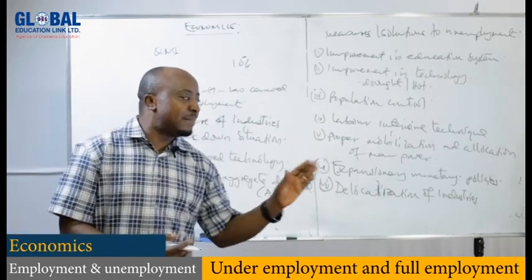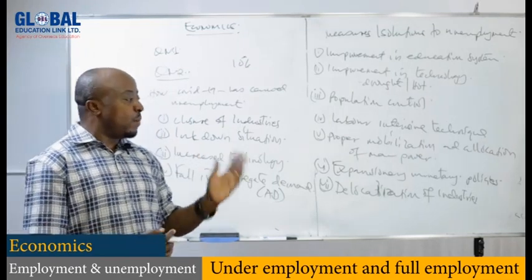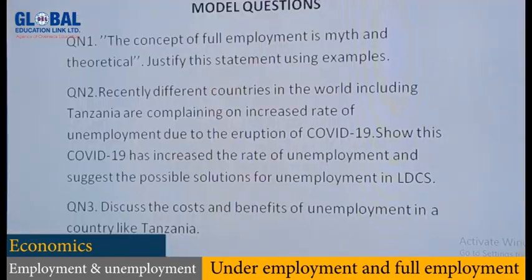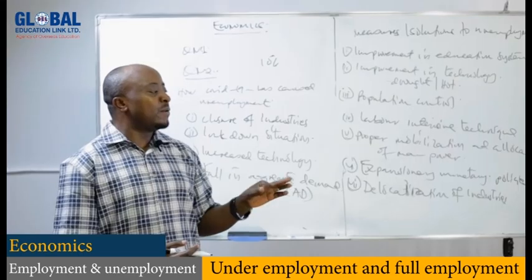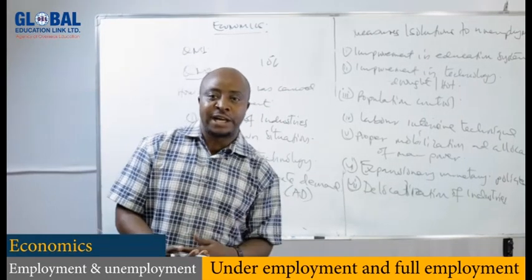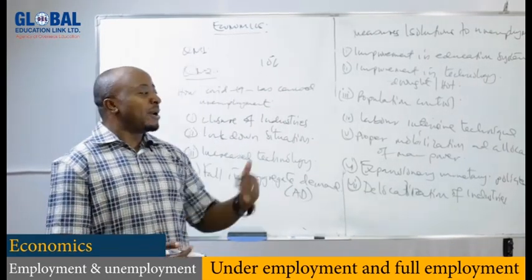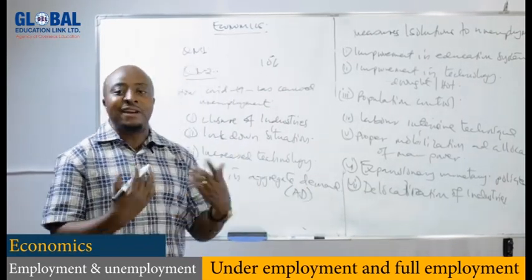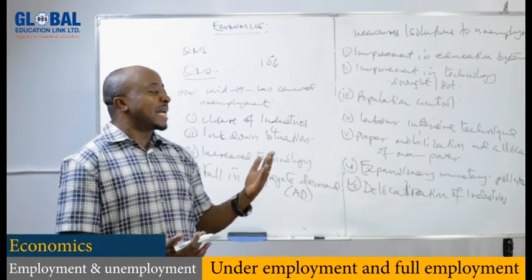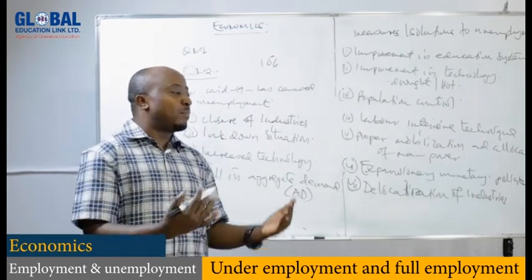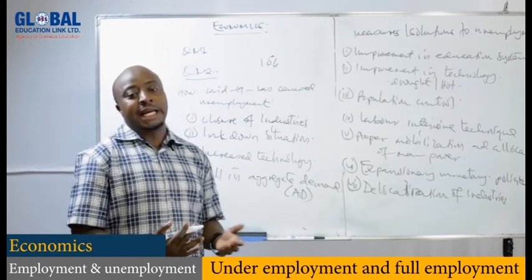Then the last question, number three, will be taken as homework. The question is asking, discuss the costs and benefits of unemployment in a country like Tanzania. When you say cost, it means negative effects of unemployment. But unemployment also has benefits, advantages. So it is like discussing the merits and demerits of unemployment in a country like Tanzania.